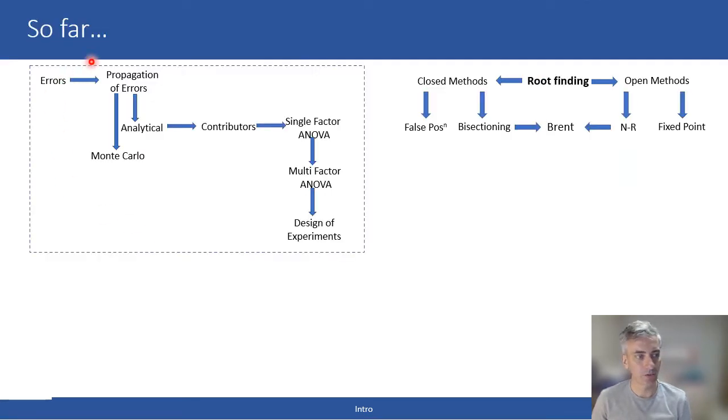So in the first part of the course we looked at statistics. We looked at errors and the build-up of errors, and we also looked at how we can design experiments using factorial designs and statistics, basically. Then we looked at root finding last week, and we looked at a number of different open and closed methods for root finding.